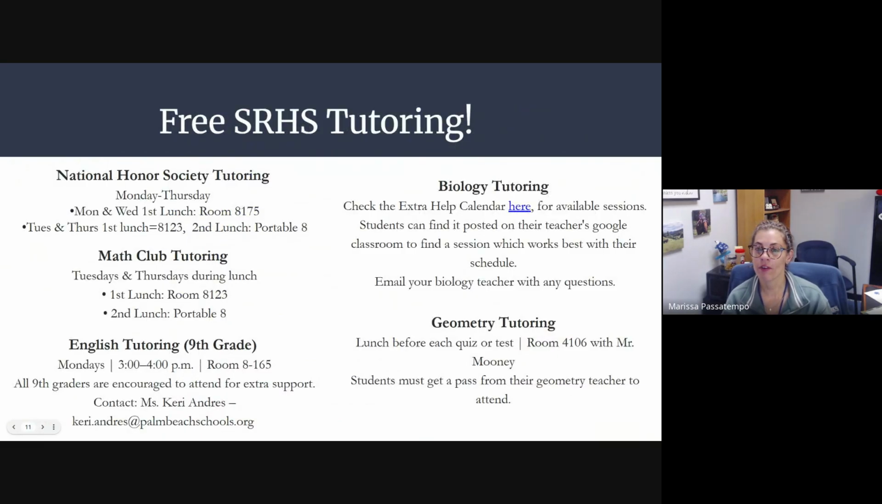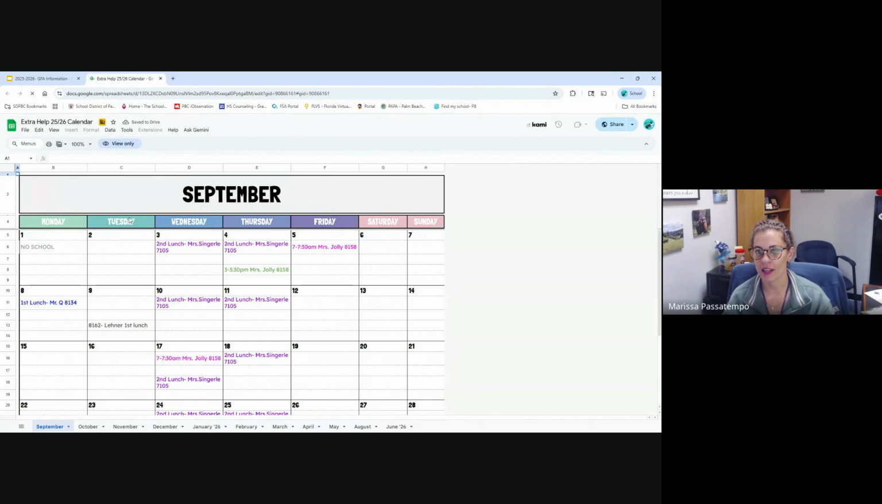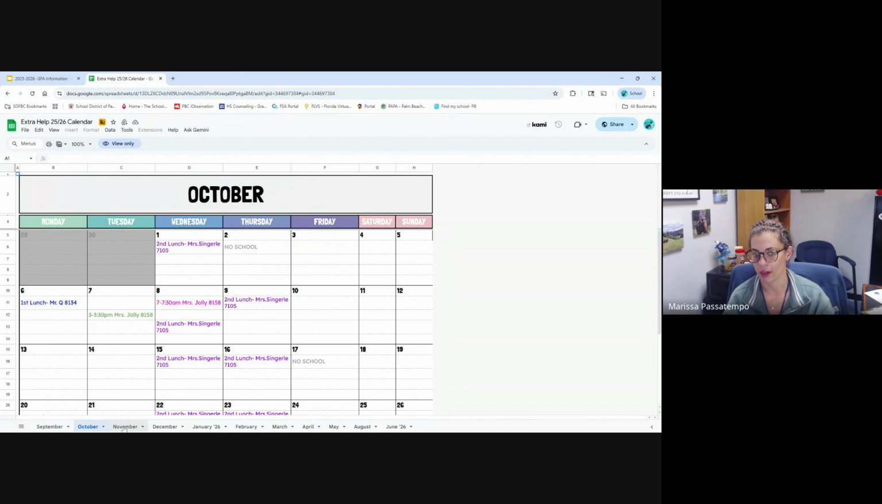We have a bunch of tutoring here on campus. We have National Honor Society, Math Club tutoring, English tutoring, biology tutoring, and geometry tutoring. If you click the hyperlink in the biology tutoring, it will take you to the calendar. It's a good visual because you can see exactly when these clubs are offering their tutoring during the students' lunch period.